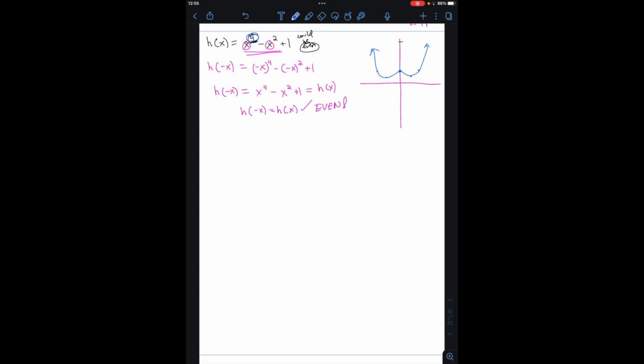And just to further support this idea, if I have x and h of x, we're symmetrical over the y-axis. So if I put in 0 for x, I get out 1. If I put in 1 or negative 1, I should get the same thing. 1 to the fourth is 1, minus 1 squared is 0, plus 1 is 1. Negative 1 to the fourth is positive 1, minus negative 1 squared is 0, plus 1 is 1. And that's these coordinates right here. We have this 0, 1. Here's our 1, 1. In between, we dipped for a bit. And here's negative 1, 1.